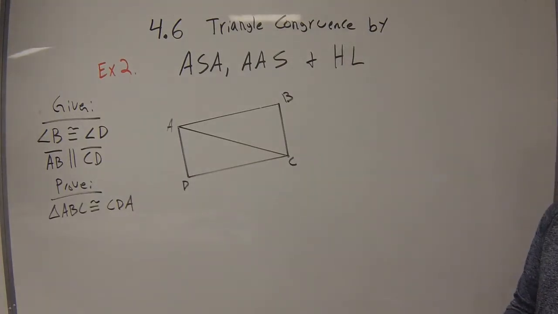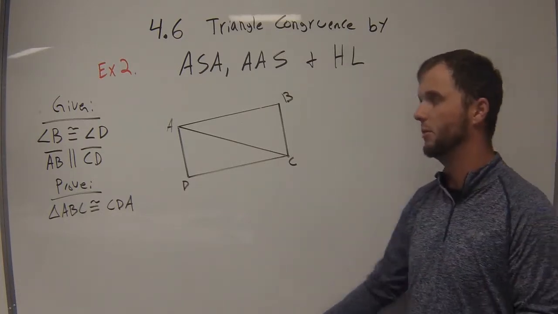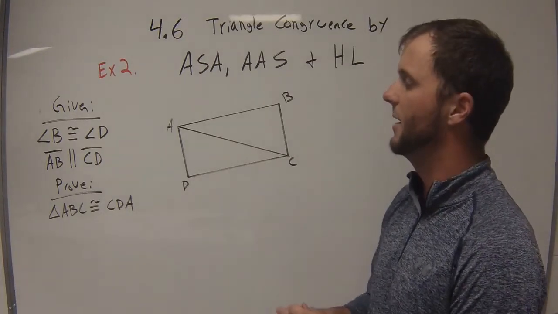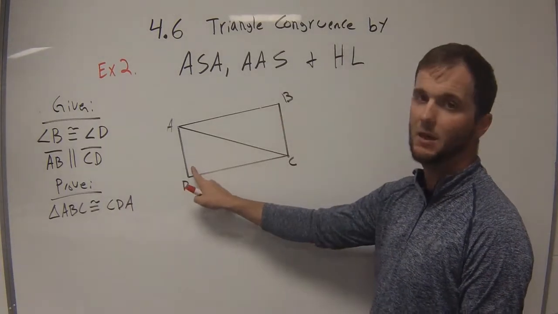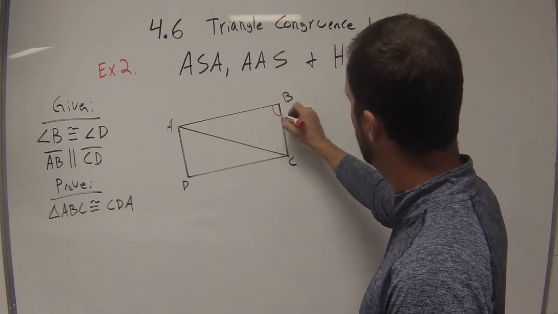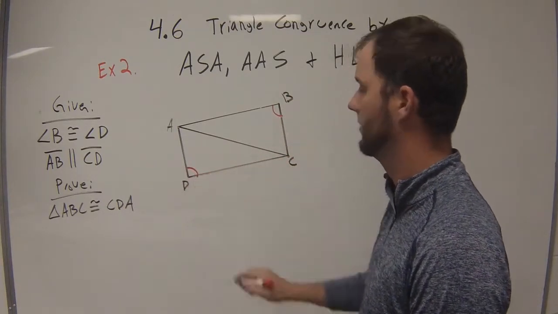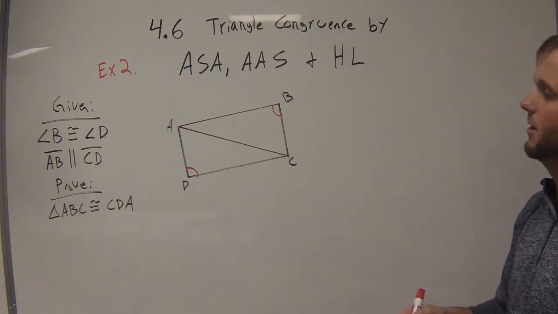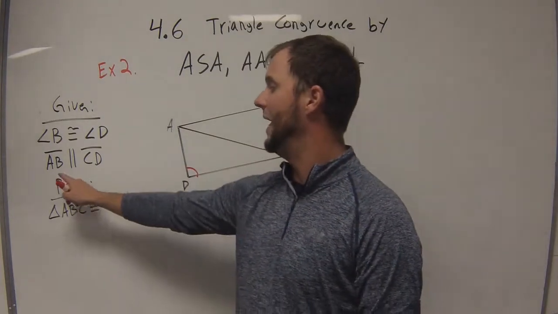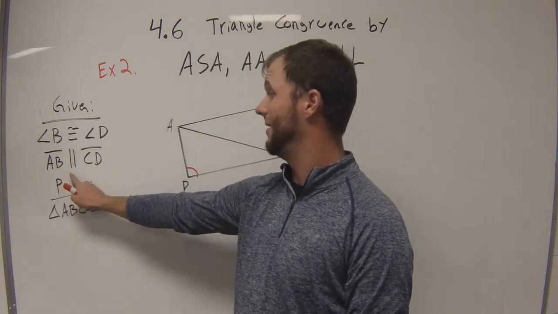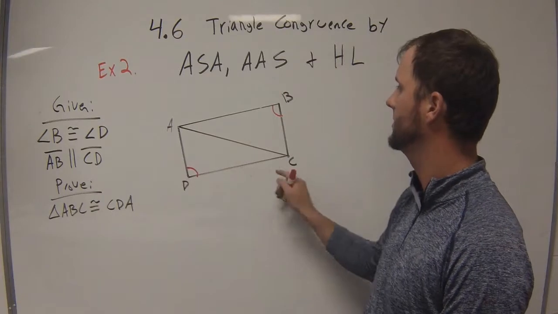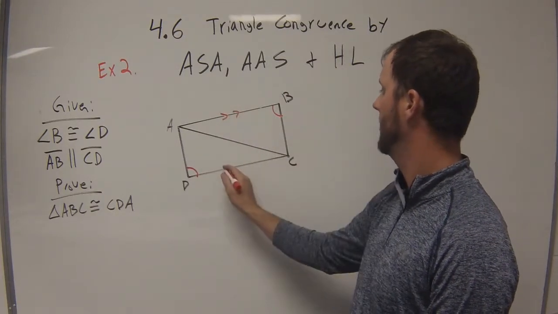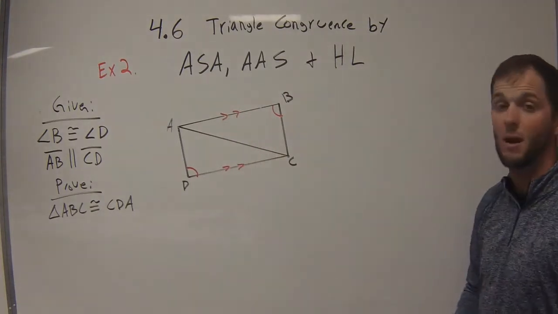I'm given some information here, and I need to use that information to help me to prove if these triangles are going to be congruent or not. So here we go. So my given information, I have angle B is going to be congruent to angle D. So right now I'm going to put an arc here, and I'm going to put an arc here. Okay? And so the next thing I'm going to look at is it says side AB is going to be parallel to side CD. So side AB is going to be parallel to DC. So I'm going to draw 2 little arrows here showing that those are going to be parallel to each other.